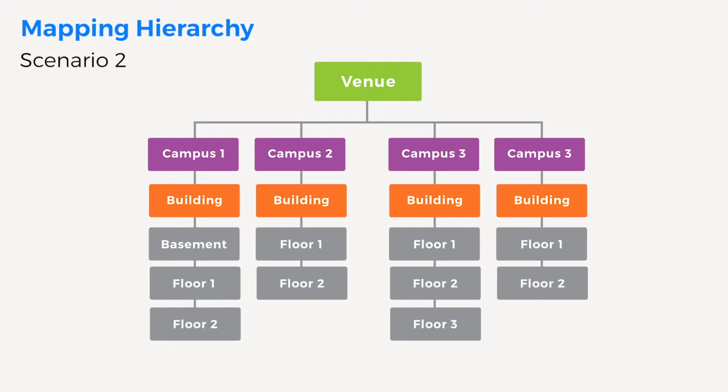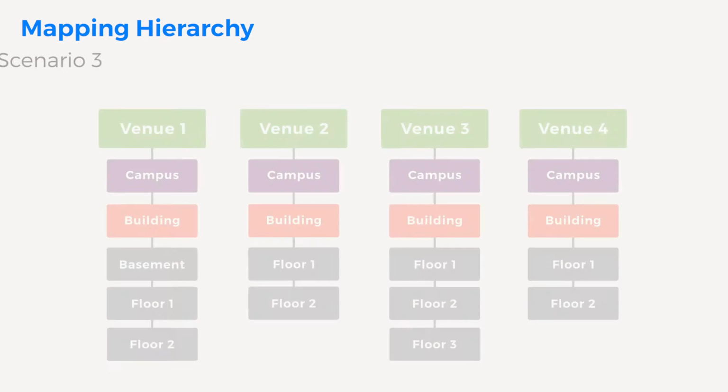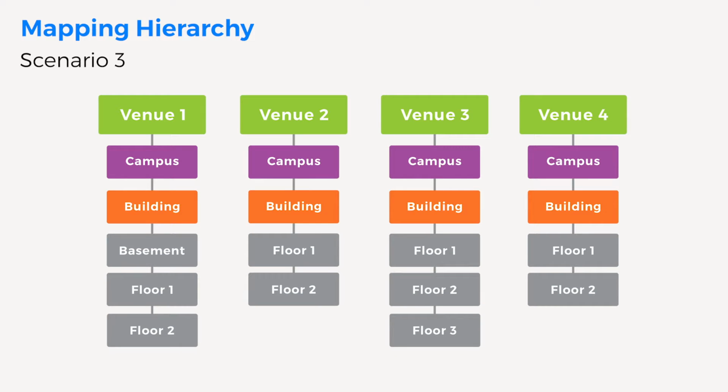Scenario 2. We have a hospital, and this hospital has 4 campuses. For this setup, we would create a venue, and within campuses, we'd set up all 4 buildings with their own unique addresses. This could also be done in the building level. This is basically preference. There's no right or wrong way. And we have scenario 3. This looks very similar to scenario 2. The only major difference is each hospital will be set up in its own separate venue, campus, building, and floors.